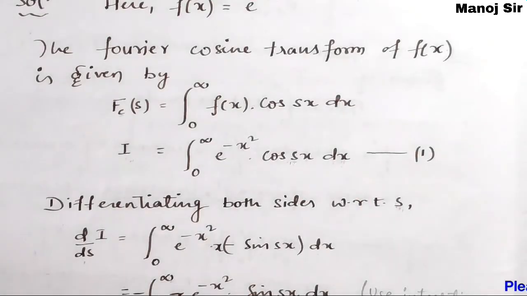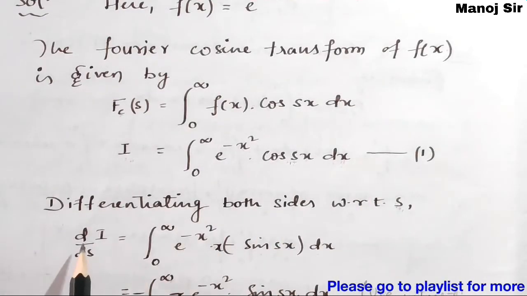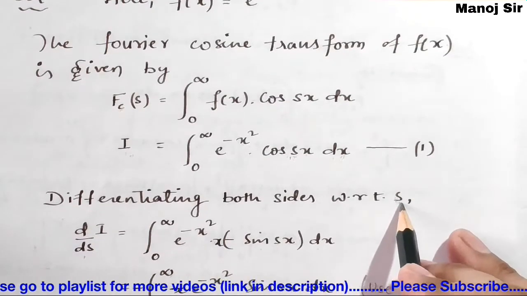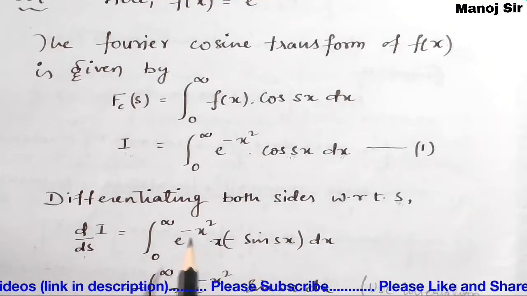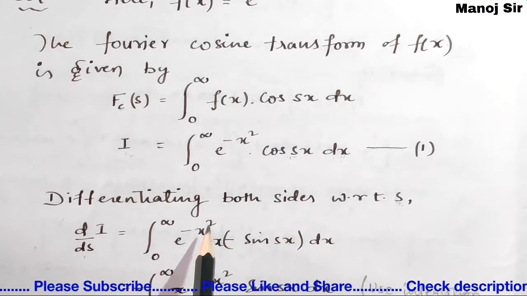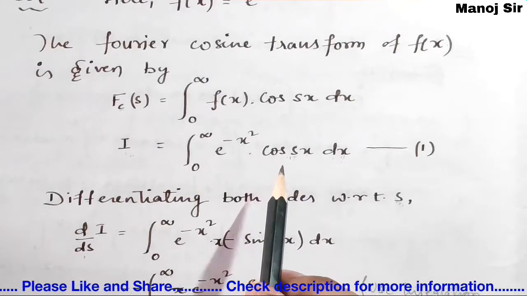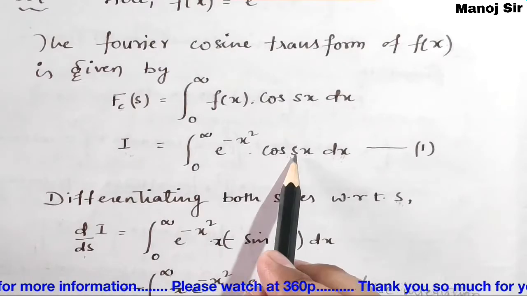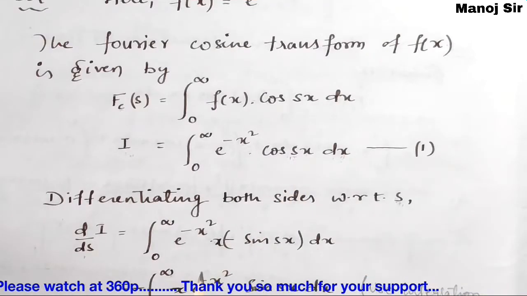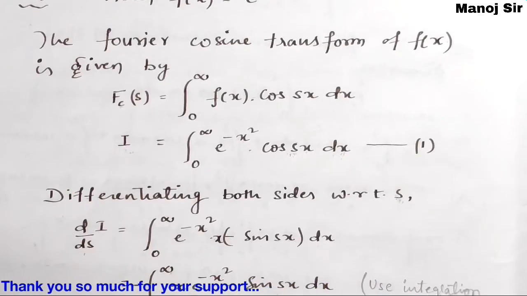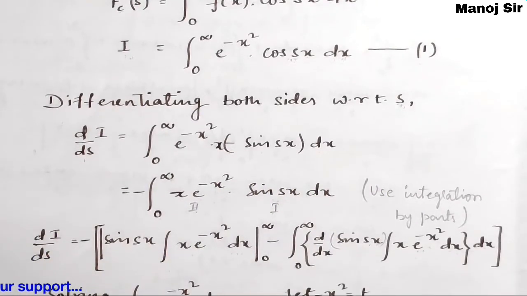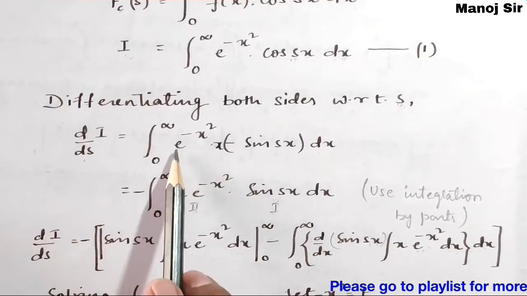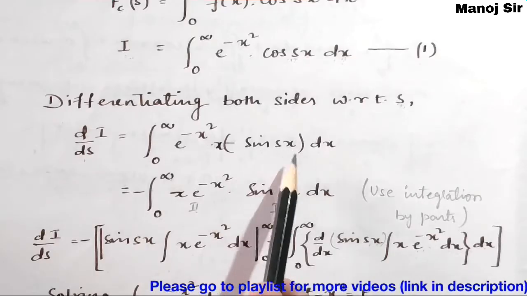On differentiating both sides with respect to s, you will get dI upon ds. Since we are differentiating with respect to s, x will be treated as constant. So integration 0 to infinity e to the power minus x square, cos in differentiation will become minus sine, that is minus sine sx, and the coefficient of s is x, so x is multiplied. Simply write dx here. Now we can take this negative sign outside, that is integration 0 to infinity x into e to the power minus x square into sine sx dx.